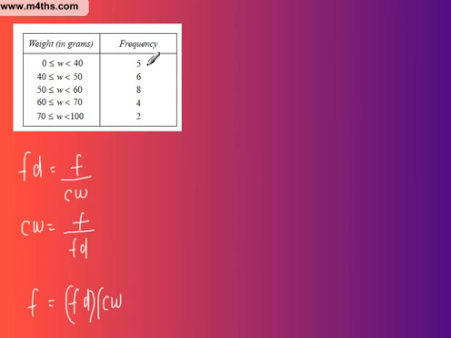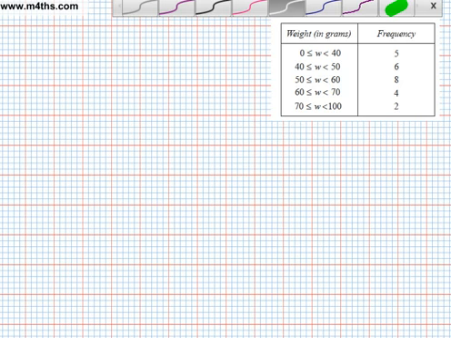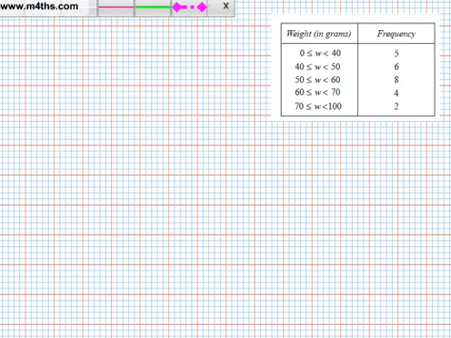So what we've got here is frequency, and we've got the class width. The class width on this one is 10, between 0 and 40, with 0 included, 40 not. The next one is 10, the next one is 10, the next one is 10, and the final one is 30. So they're unequal class widths. What we're going to do is draw this up as a histogram, and I'll get some axes on here.